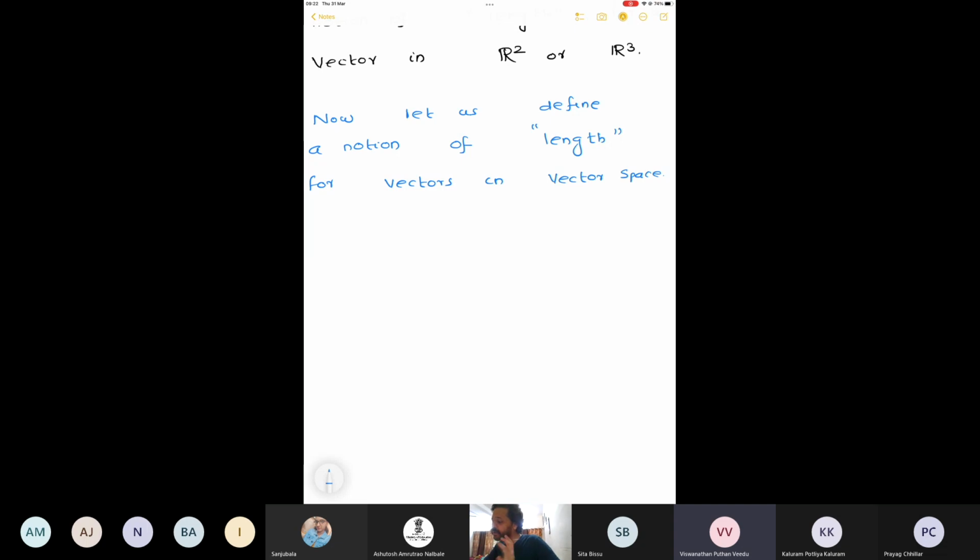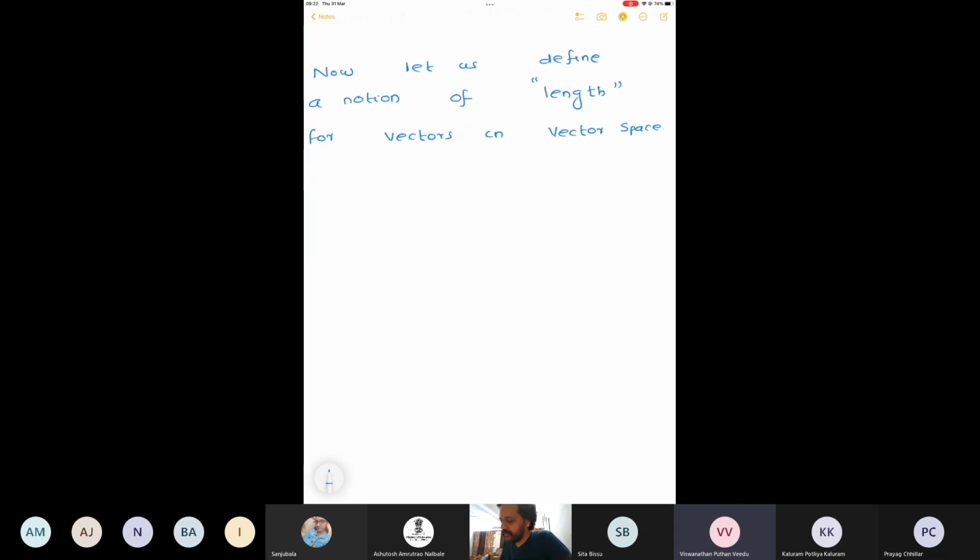Anyway, so look at the length concept. So what does length do? Let nu be a function from X to R. So X is a vector space, X be a vector space over K.